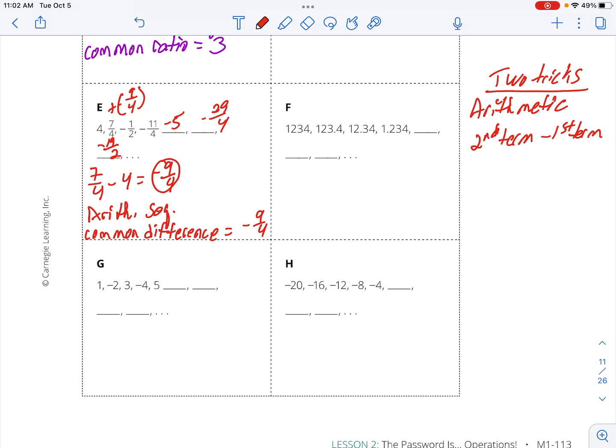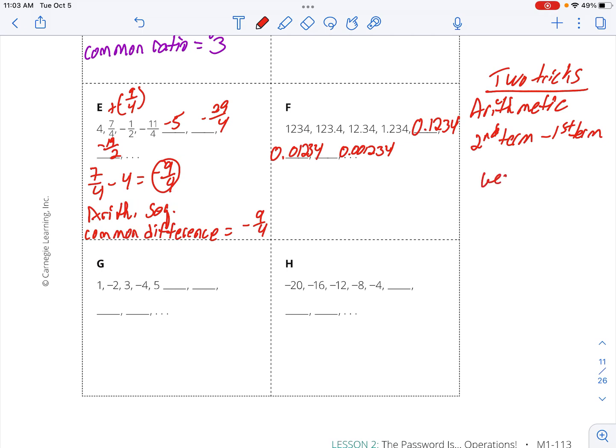Okay, on letter F. Now I can see what's happening. The decimal keeps moving to the left one space. So I can go ahead and probably just finish off the sequence. But then I want to figure out, and that'll give me a lot of room here. Okay, whoops, too many zeros there. And then for the last one, which I have to squeeze in, this is geometric.